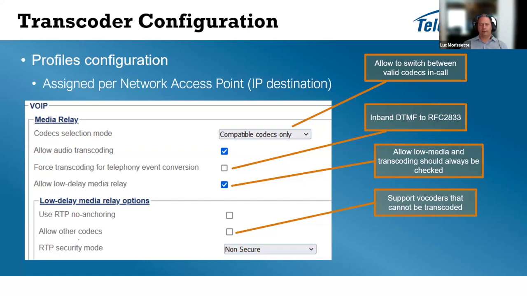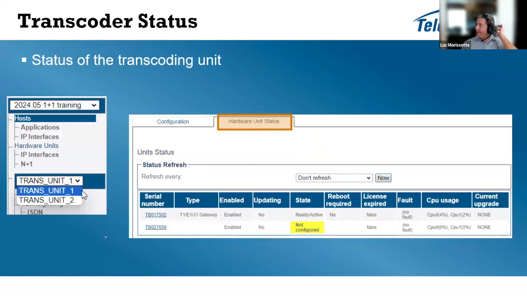There's other stuff down here. This is for SRTP use. This is for no anchoring, meaning that the RTP is not controlled by the system. Of course, this needs to be unchecked for the transcoding device, because only if the ProSBC manages the RTP can it go through the transcoding device. And then you have here allow other codecs. If the ProSBC doesn't recognize a codec and the other side supports it, it will automatically manage that specific vocoder. Right? So you can configure this per network and add it to the network configuration. But that's all you need to do in the configuration. There's nothing else to do.